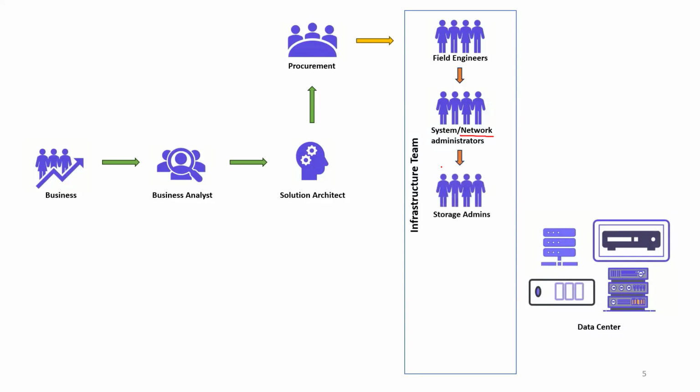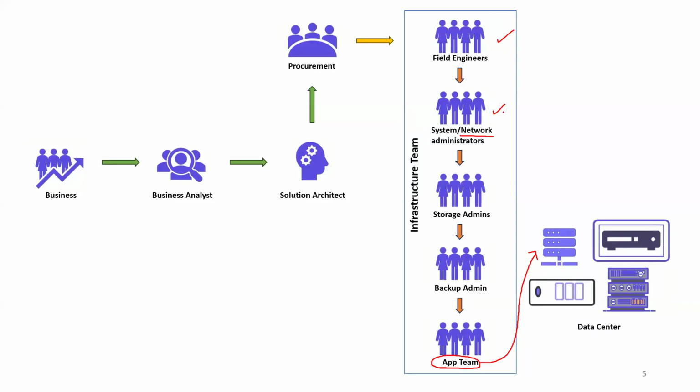After that, the storage admins will assign storage to these systems, and the backup admins will take care of the backup of these storages. And that's where the application team comes in. The application team will create the code, and that code will be deployed on top of this data center infrastructure, which was properly created by the field engineers, system admins, storage admins, and backup admins. This is how it happens in the traditional working model.